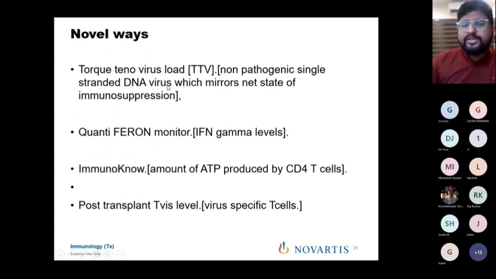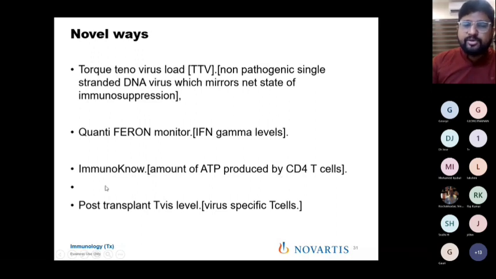So if the viral load is high, we know that the immunosuppression load is high, so we can reduce the dose of immunosuppression. It's a non-pathogenic virus, so it can be done with blood samples. QuantiFERON monitor measures interferon gamma levels. If interferon gamma levels are on the lower side, the patient is more prone to infection. Immuknow measures the amount of ATP that is produced by the CD4 T cells.